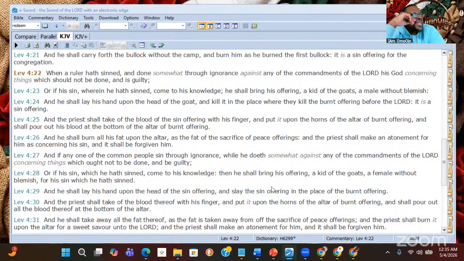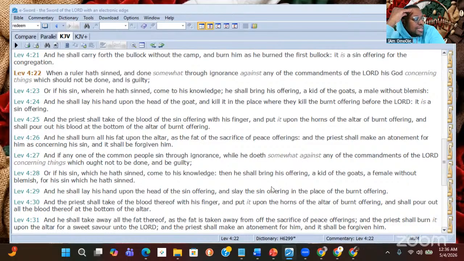When a ruler hath sinned and done somewhat through ignorance against any of the commandments of Jehovah his Elohim, concerning things which should not be done, and is guilty, or if his sin wherein he hath sinned come to his knowledge, he shall bring his offering, a kid of the goats, a male without blemish, and he shall lay his hand upon the head of the goat, and kill it in the place where they kill the burnt offering before Jehovah. It is a sin offering.